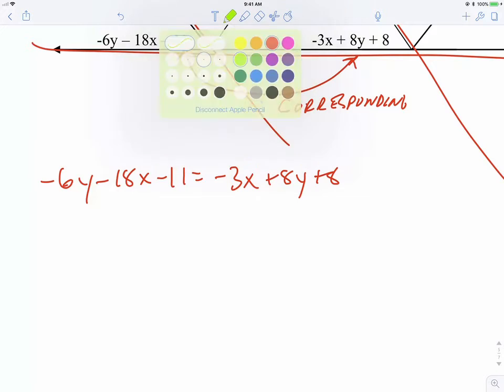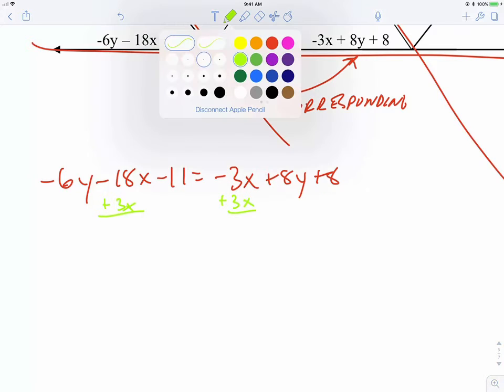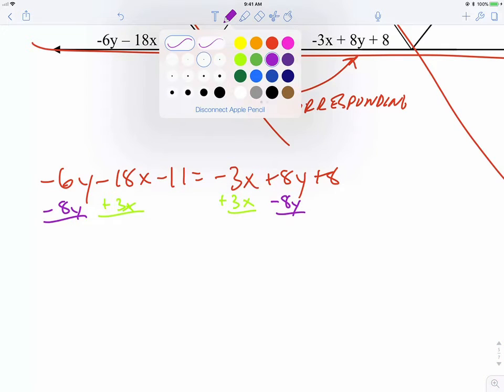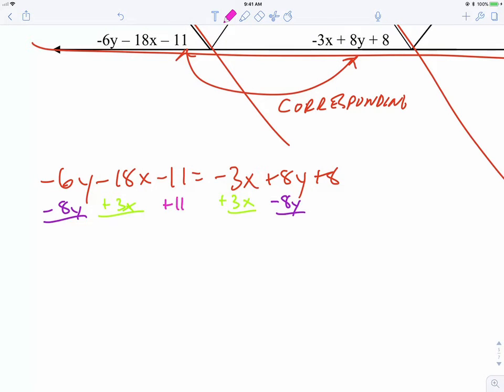So I want all my x's on the left side, so I'm going to add 3x. Then I also want all my y's on the right side of the equal sign. So I'm going to subtract 8y. Then I want all my numbers on the right side, so I'm going to add 11. So these guys cancel, those guys are opposite, they cancel, and those guys cancel.